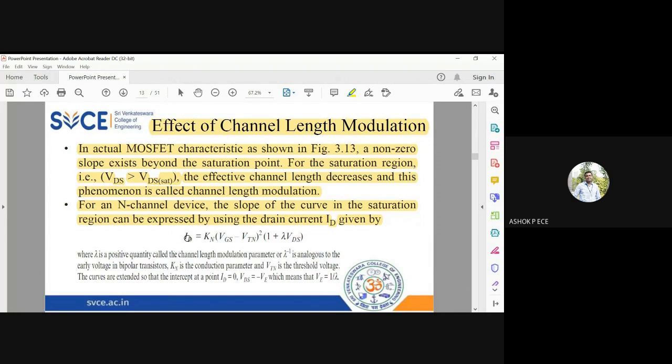Other things, you have to accept the result, whatever is given in the book. So the drain current expression is given by this term, Kn into (VGS minus VTN) the whole square, into (1 plus lambda VDS). So lambda is called the channel length modulation parameter, or it is the same as what we call 1 by lambda in BJT. In BJT, we have it as 1 by lambda. Here we call it lambda. Lambda is a positive quantity. Kn is a conduction parameter. It is a constant. And VTN is a threshold voltage.